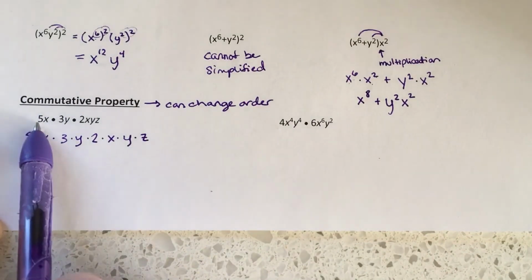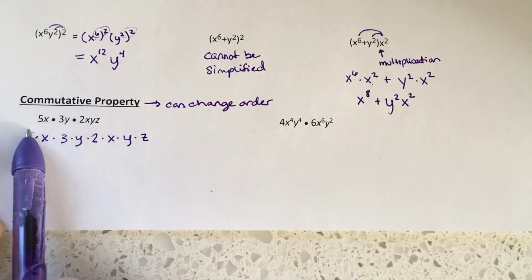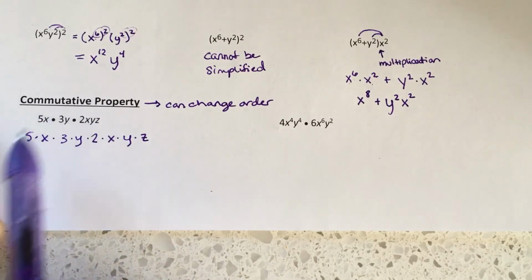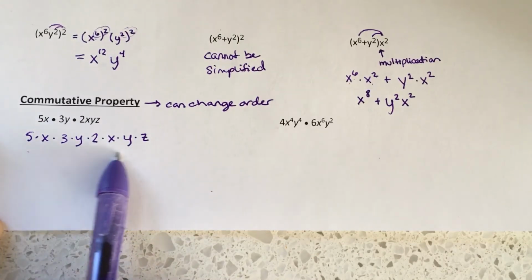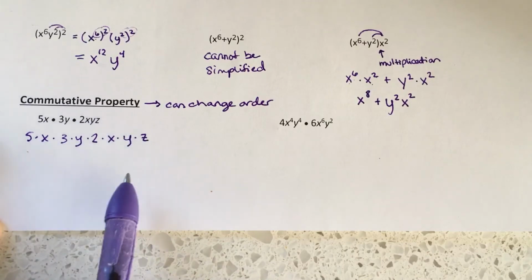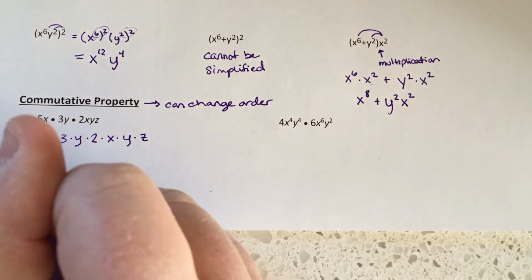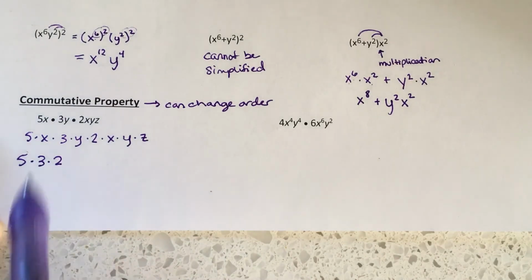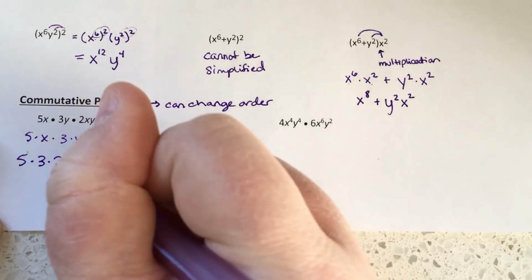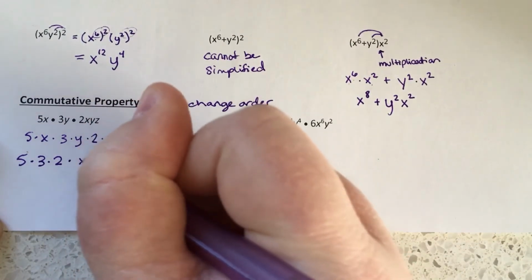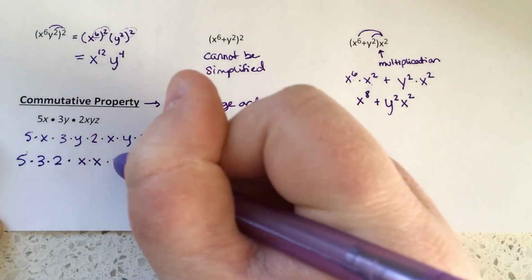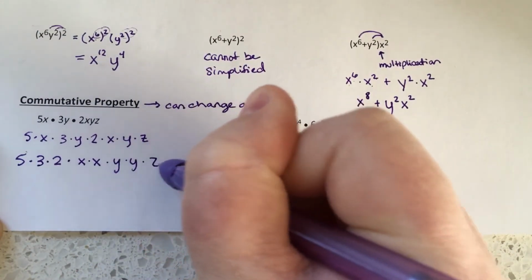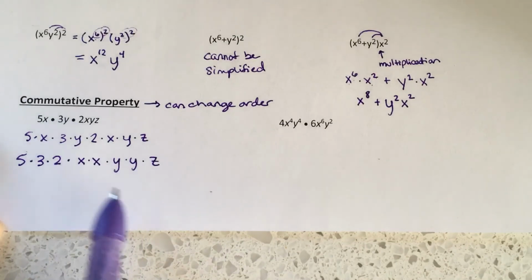Just because it was originally written as three factors doesn't mean we have to view it that way. Because they're all multiplied together, we can put these in any order we want. So what I want to do is join all the numbers out front together: 5 times 3 times 2. I also want to join all the x's together, x times x, and all the y's together, y times y, and then there's only one z. We'll just keep that one at the end.